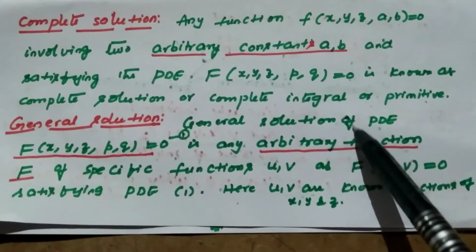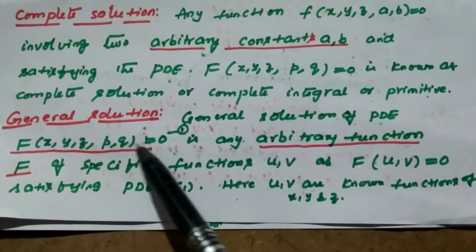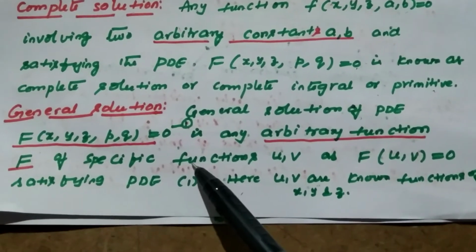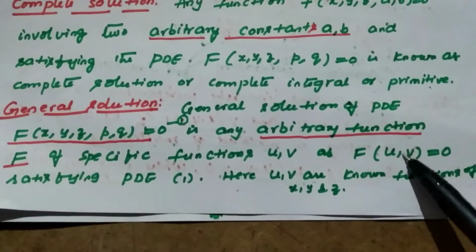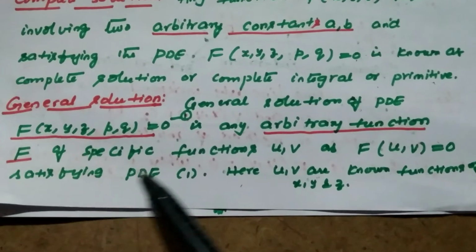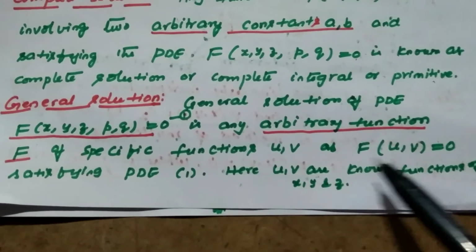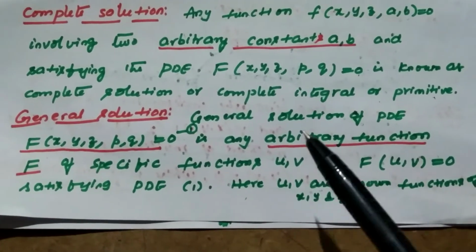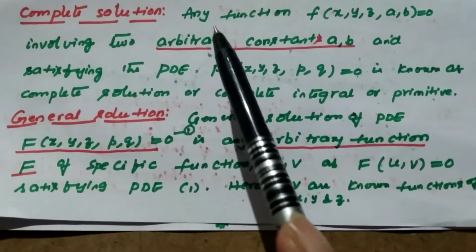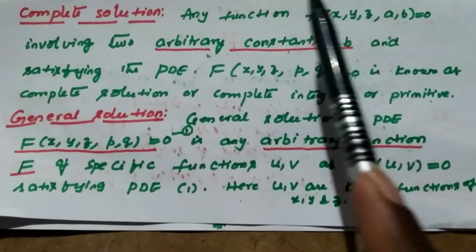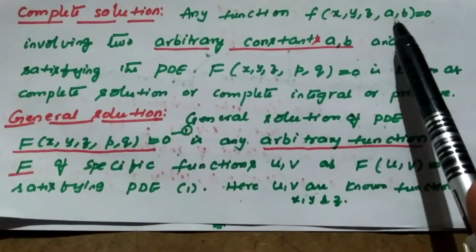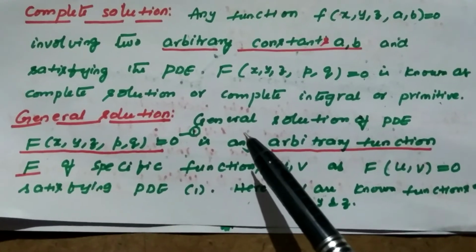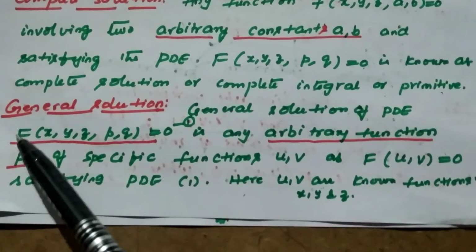General solution of the PDE f of x, y, z, p, q equal to 0 is any arbitrary function f of specific functions u, v as f of u, v equal to 0 satisfying the partial differential equation 1. Here u, v are known functions of x, y, z. What is the difference between complete solution and general solution? In case of complete solution, the given solution contains the arbitrary constants a and b. In case of general solution, the solution of the PDE contains arbitrary function f.